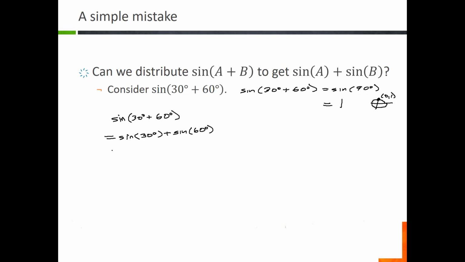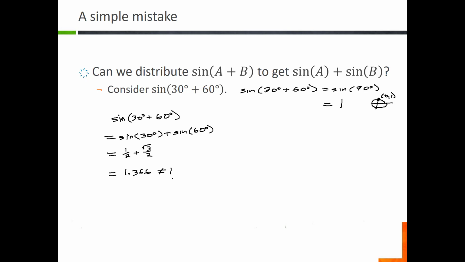Now, using the unit circle, we know that the sine of 30 degrees is 1/2, and we know that the sine of 60 degrees is the square root of 3 over 2. Now, this doesn't look like 1. We have some fractions in here, but maybe something crazy happens and that turns out to be 1. So let's compute this as a decimal. Unfortunately, when we do that using our calculator, we get something around 1.366, which obviously is not 1.